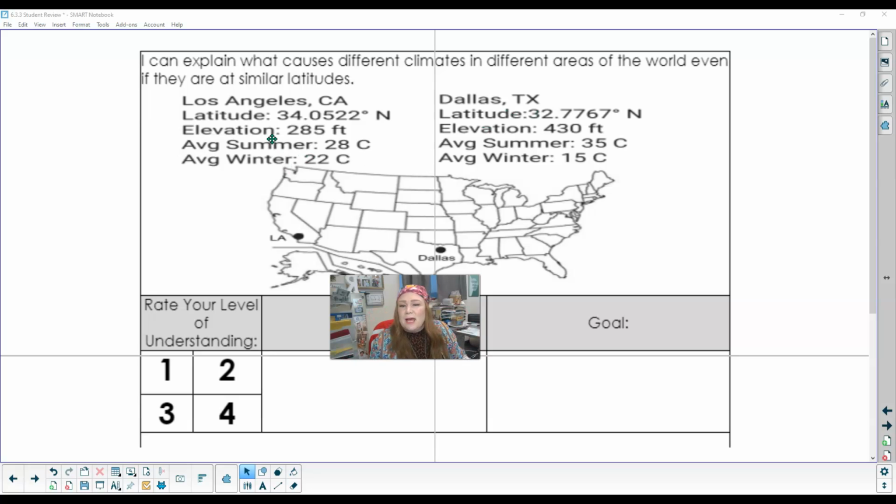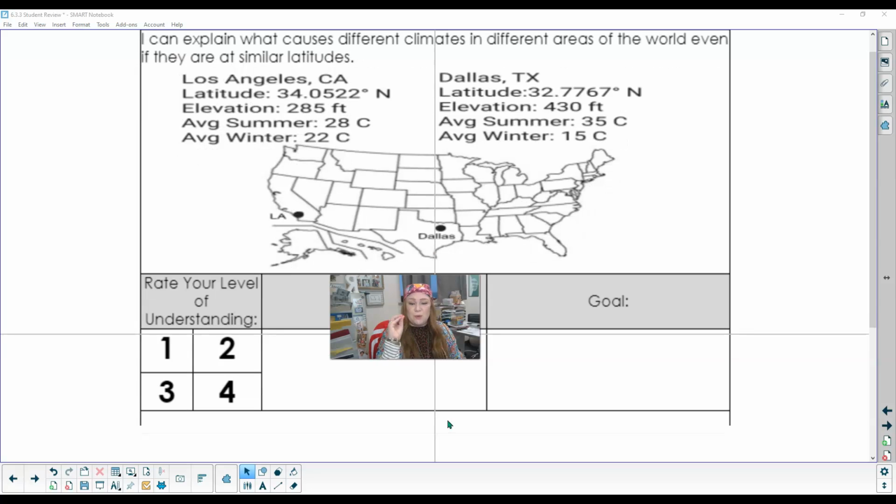Okay? Their elevation, we can see what their average temperatures are. Notice these are in Celsius, which is what the rest of the world and science uses. So why would these have different climates? Even though they're about the same distance from the equator, you would think they should be similar. So what is causing these to have different climates?